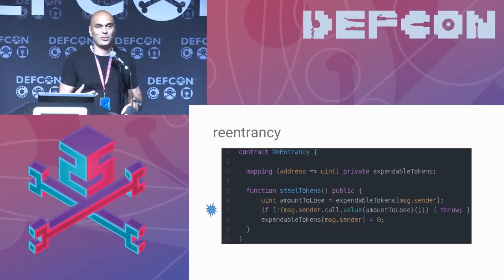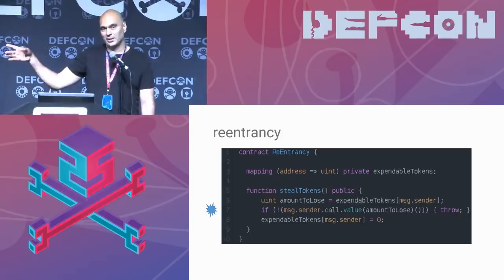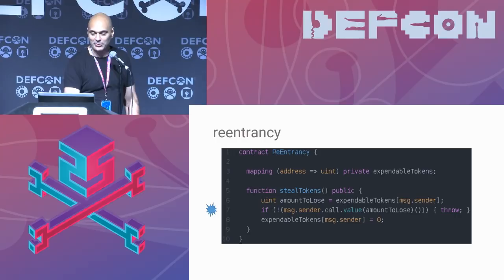So in our vulnerable code snippet, you could see the expendable token's balance is set to zero at the very end. The line I highlighted there with the little explosion, that's where the dangerous send of money goes out. And then after that, it's set to zero. So if you could somehow repeatedly invoke this function, you'll end up pulling the money out before it's set to zero over and over and over again. And something like that is what happened in the DAO.